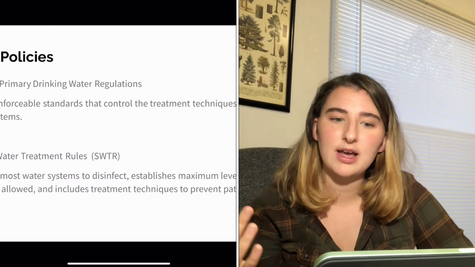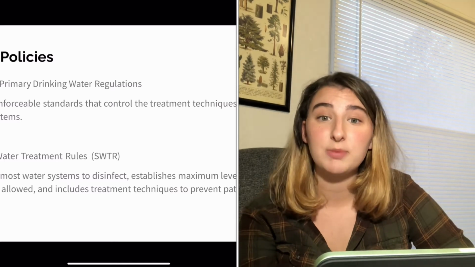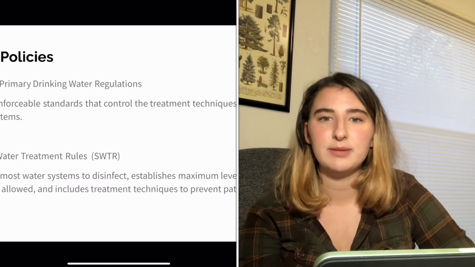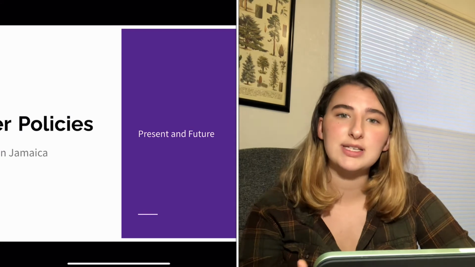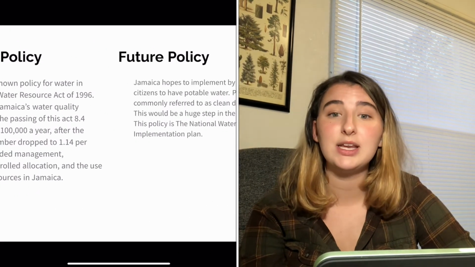Future policy would be the National Water Sector Policy. This is hopefully going to be implemented by 2030 to where all citizens would be able to have clean, potable water.